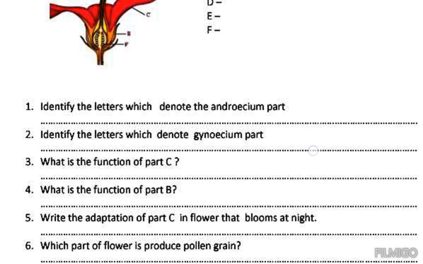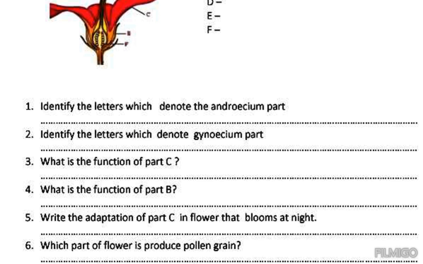Question number 4. What is the function of part B? Part B means stamen. So what is the function? Production of pollen. Question 5. Write the adaptation of part C in flowers that bloom at night. Part C means petals here. Normally, flowers that bloom at night are white in color. Examples are sewali, jasmine. So they are all white in color.